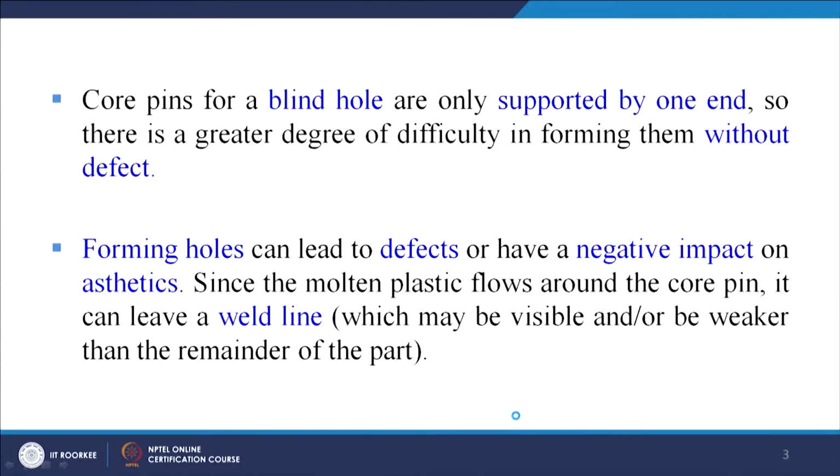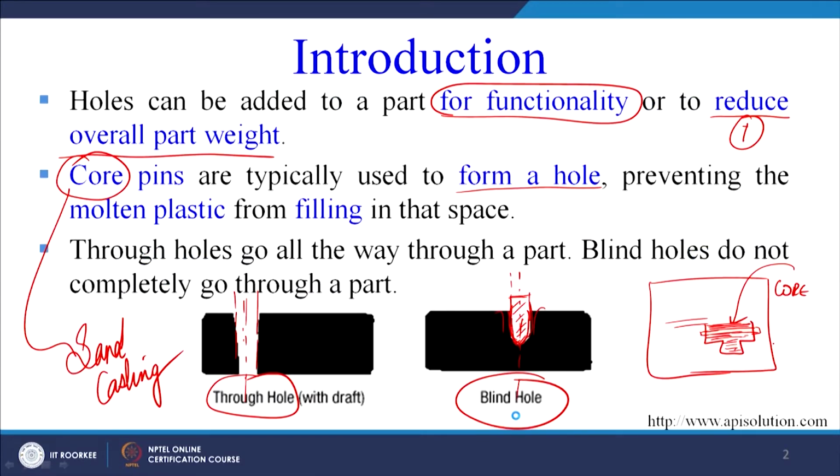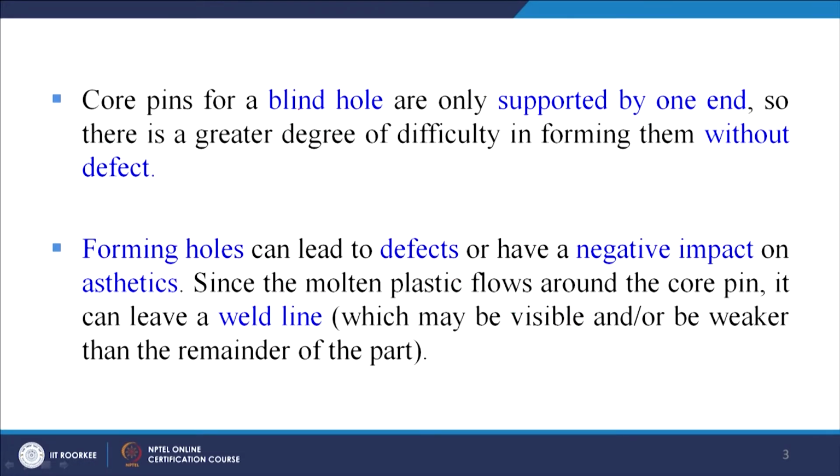Here we are taking an example of a plastic material. We can create a through hole in a plastic with the help of a core pin, or we can make a blind hole in a plastic product using the core pin. Now core pins for a blind hole are only supported by one end. So if we go back to the previous slide, this type of core pin can be supported on both sides, whereas this core pin can only be supported on one side. So therefore core pins for a blind hole are only supported by one side.